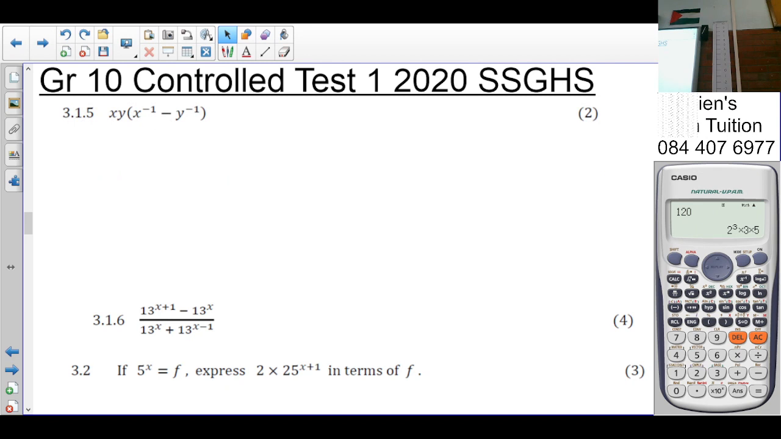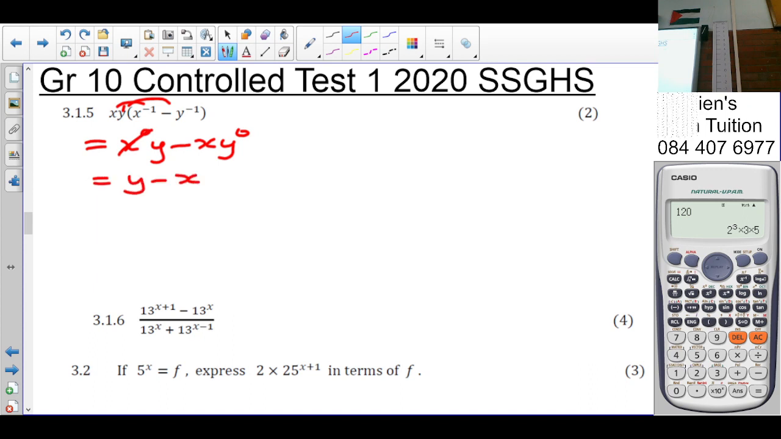Alright, so what do we do here to get rid of the brackets? You can do it one of two ways, multiply it in. When you multiply and bases are the same, you add the powers. So 1 plus negative 1 is 0. Why minus is the 1 on the y. So it's x, y to the 0. Anything to the power 0 is 1. So it's y minus x.